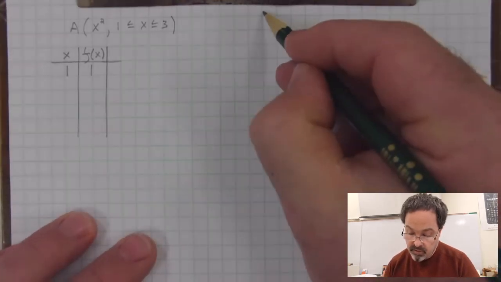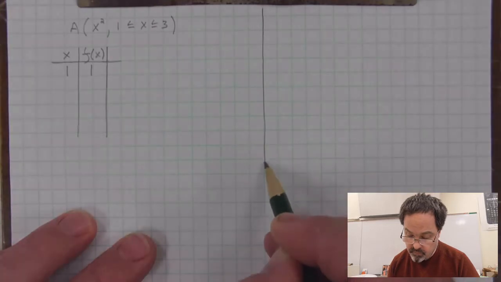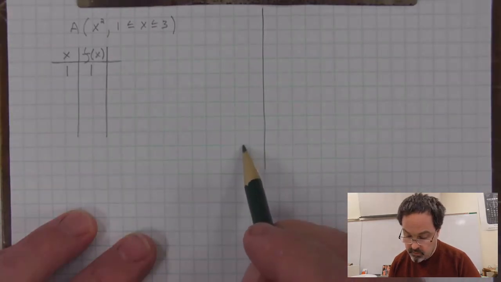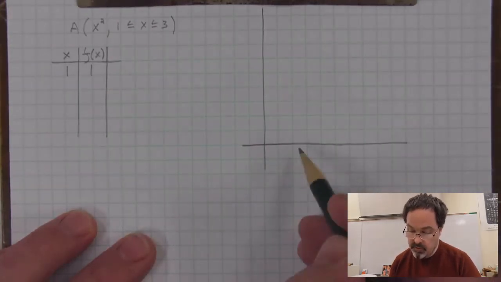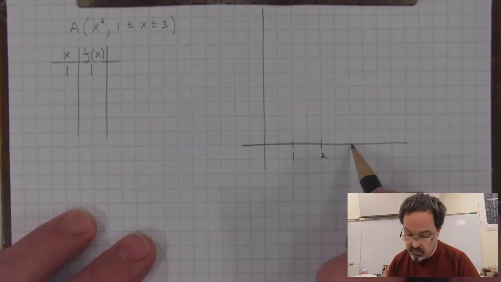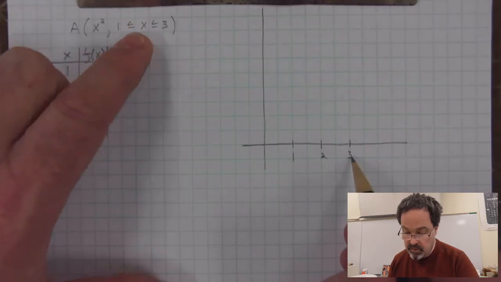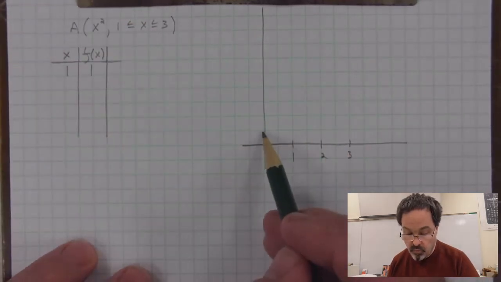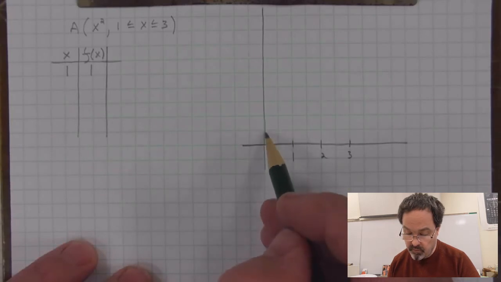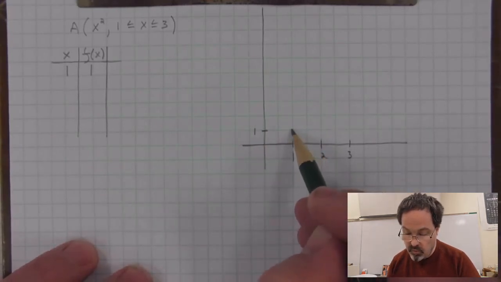I'm going to make a large and well-organized graph. I'm going to choose 2 boxes to equal 1 unit on the horizontal axis. I need to go from 1 to 3 to produce the interval. And I'm going to choose 1 box per 1 unit on my vertical axis. So my first point is at 1, 1.